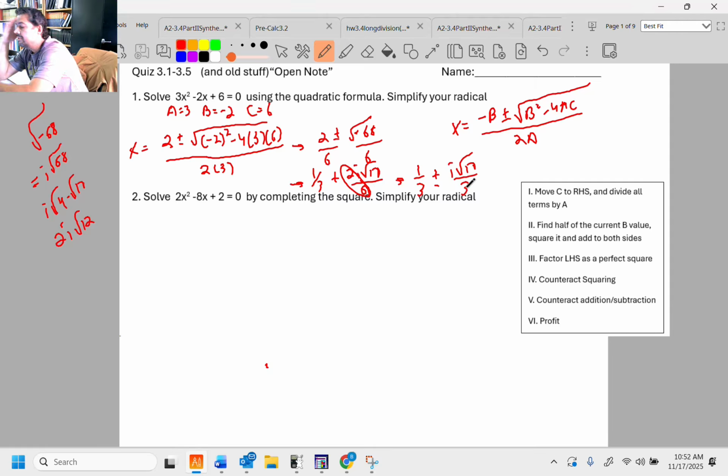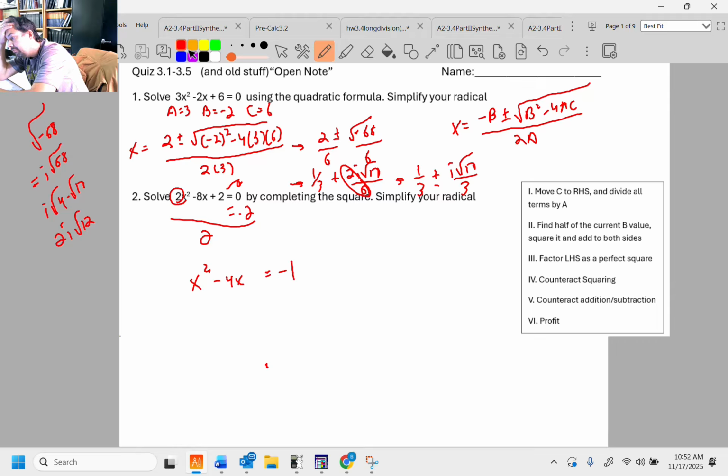Number 2, you'll notice I have the instruction set off to the right. The quiz won't have this. So it's in your best interest, again, to have this sheet and do this sheet. I combined steps 1 and 2 just so I would have less stuff written down. But we're going to move that over. That's going to make it negative. And we're also going to divide everything by that too. It's going to give me x squared minus 4x equals -1.